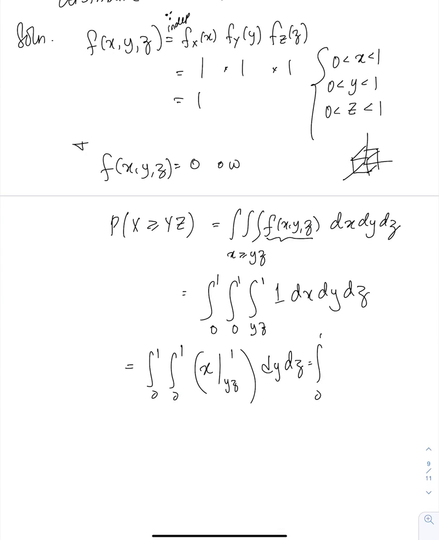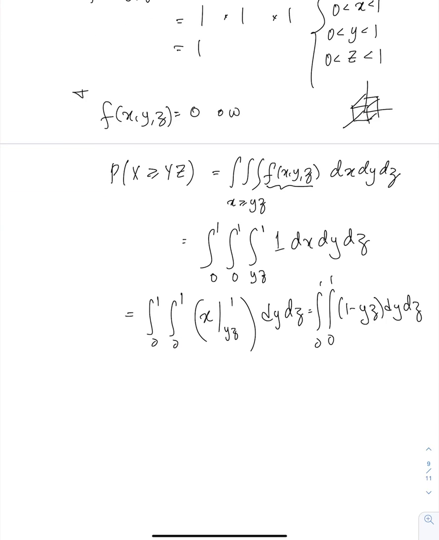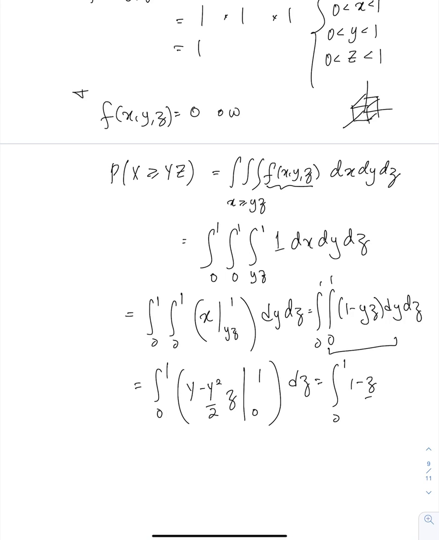So that is integral 0 to 1, integral 0 to 1, 1 minus yz dy dz. Okay, and so integral 0 to 1, let's do this inside. And what do you have? Y minus y squared over 2 times z, going from 0 to 1, dz. That's integral 0 to 1 of 1 minus z over 2, right? And that is z minus z squared over 4 going from 0 to 1. So that's 1 minus 1/4. And the answer is 3/4.